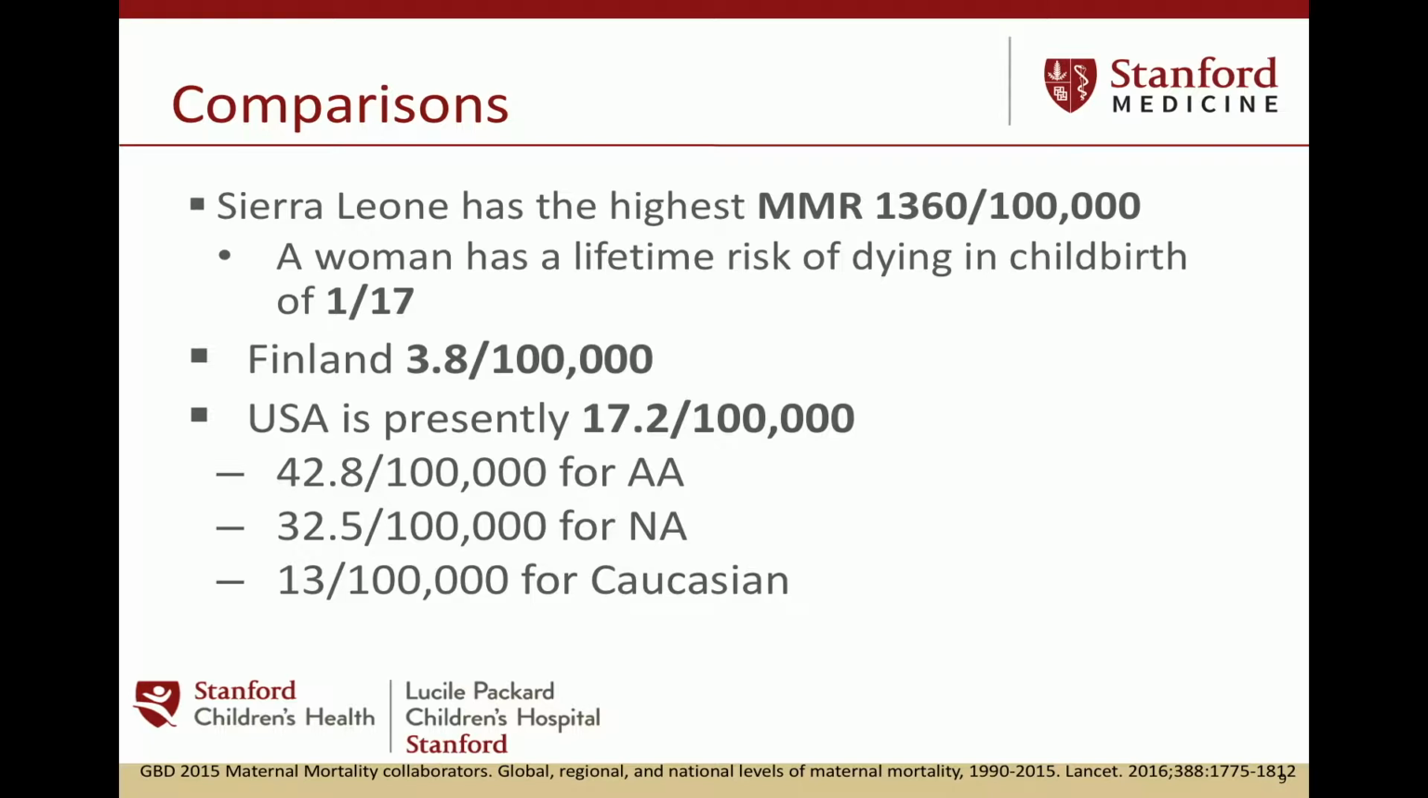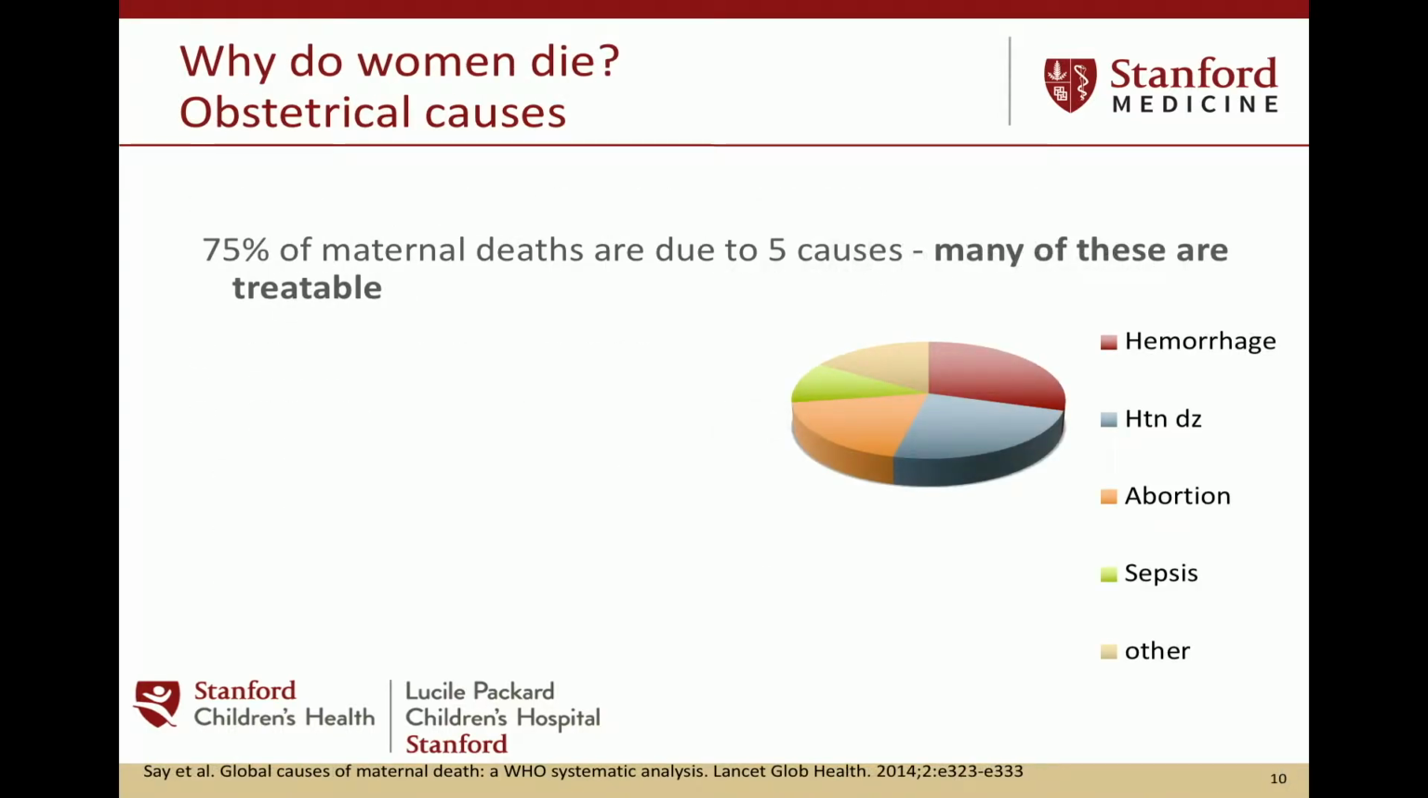So if you look at African Americans, they have the highest mortality rate that we have. As you can see, 42.8 as compared to a Caucasian that would be 13 only. So there is that health disparity that we have seen and are observing too. So why are our moms dying?